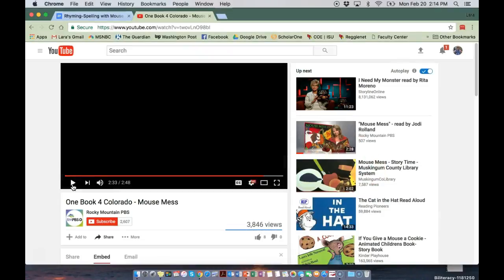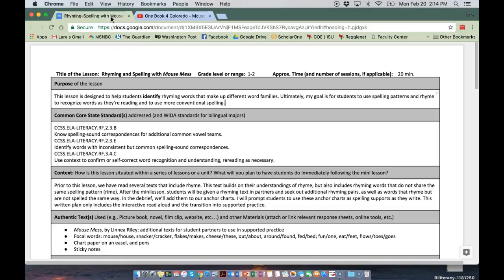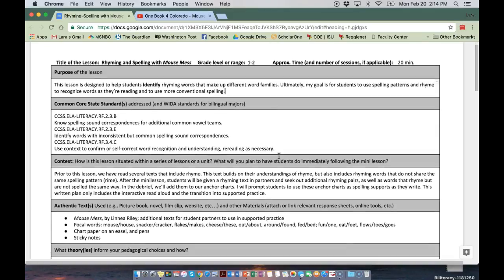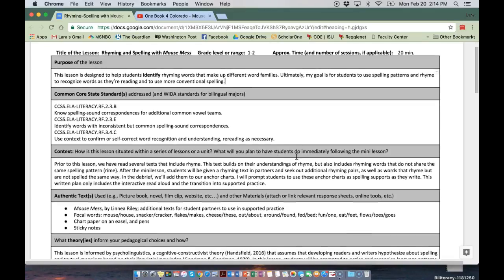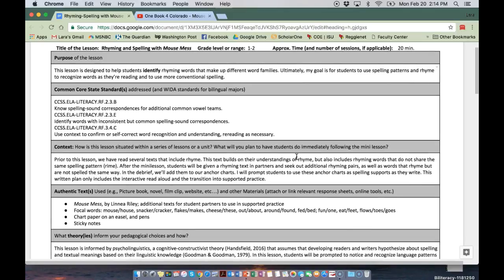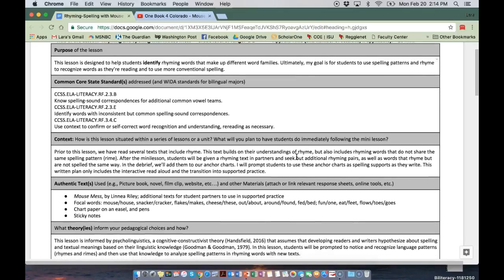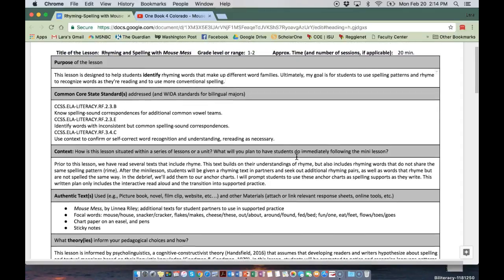All right, I hope you enjoyed that book. What I want to do now is show you the lesson plan that I created for teaching rhyming and spelling with Mouse Mess. You can read through it as I scroll slowly, and I'm also going to share this on the wiki for you. This lesson is designed to help students identify rhyming words that make up different word families.